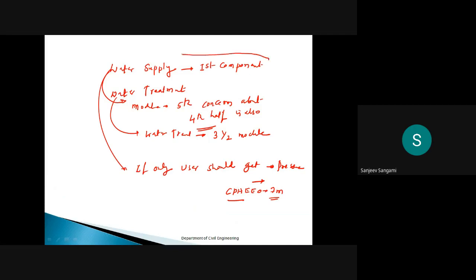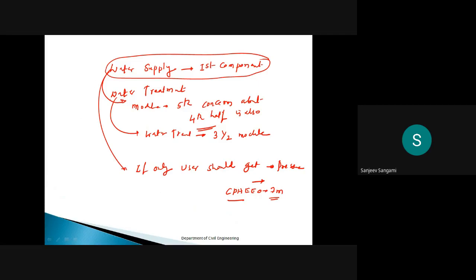After completing this course, I should be able to design a water supply distribution network in a proper manner, meaning at the consumer end, I should be able to provide 7 meters of pressure. That is the main objective of this second half of the subject.